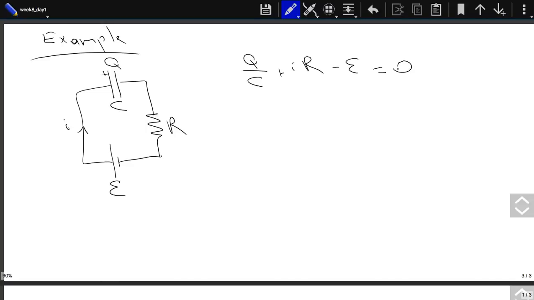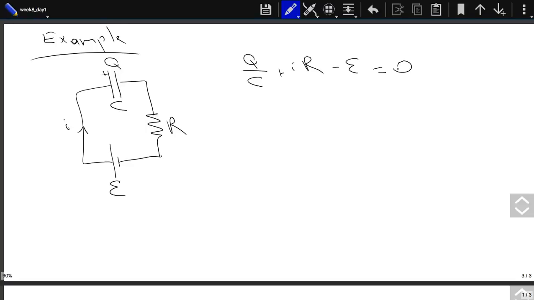How many unknowns do we have? 3. What are they? Q is an unknown. We have to determine it as a function of time. I is an unknown which we have to determine as a function of time. That's it. R is a given. It's the resistance you choose for your circuit. C is a capacitance that you choose for your circuit. Epsilon is the EMF of the battery that you choose. So in principle, when you are constructing your circuit, you know R, C, and epsilon. What you do not know is how Q or I changes as a function of time. So those two are our unknowns.